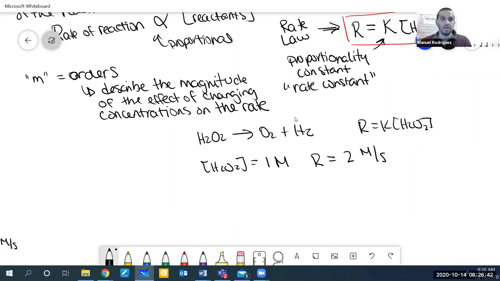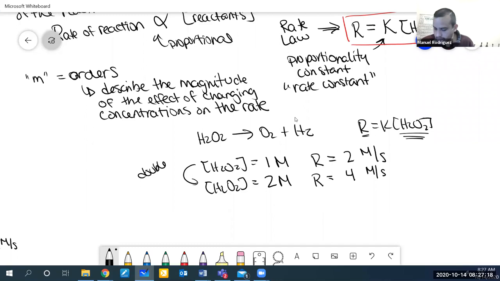So then I took the concentration of peroxide and I made it 2 molar. So I just increased my concentration to see how concentration would affect my rate, good? Then I calculated my rate again. And what I noticed was that the rate was 4 molar per second. Good? So I doubled the concentration of peroxide and that doubled the rate. Do you guys see that?